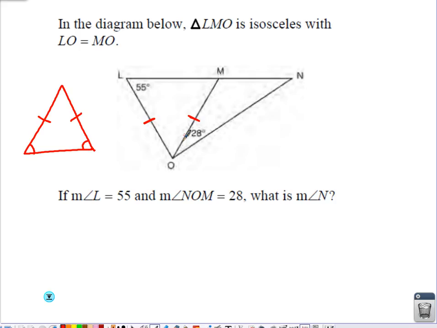So LMO, angle 1 down here, will also be 55 degrees. Isosceles triangle, it's upside down. NOM is 28, to do that. Find the measure of angle N. Here's what you're looking at. Is this angle over here. So 55, 55, those are your base angles. What's this angle? 70. The three angles add up to 180 degrees. Now, how in the world do we find this angle? Any ideas?